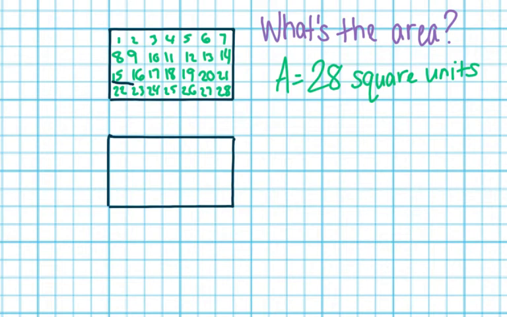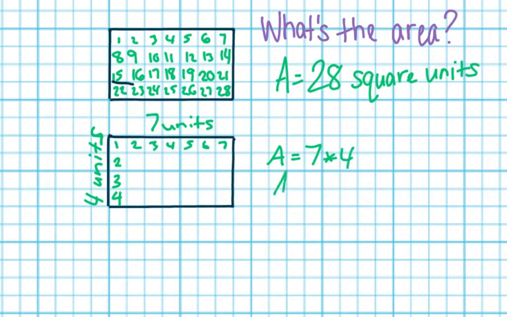And shortened, of course, we could find the length, 1, 2, 3, 4, 5, 6, 7, and find the width, 1, 2, 3, 4, and use the idea of an array to say the area is 7 times 4, making the area 28 units. This is, of course, where the rectangle area formula comes from. Area equals length times width.